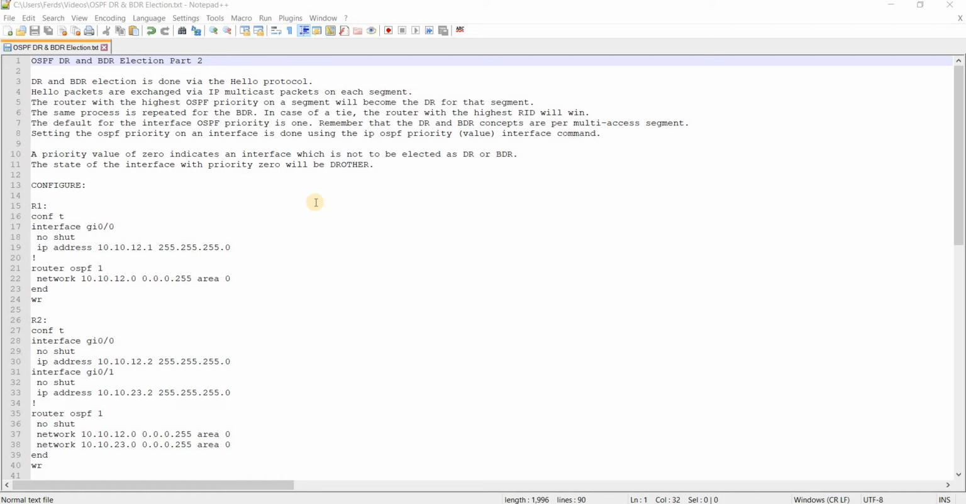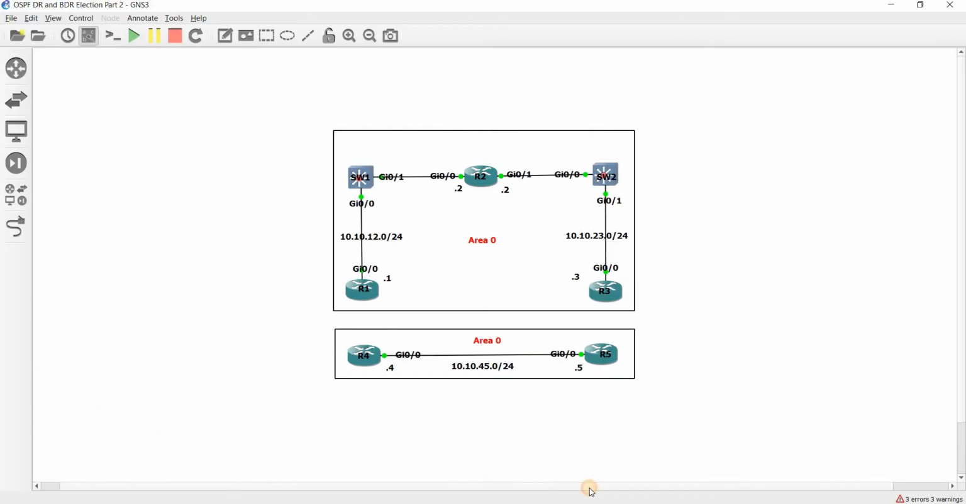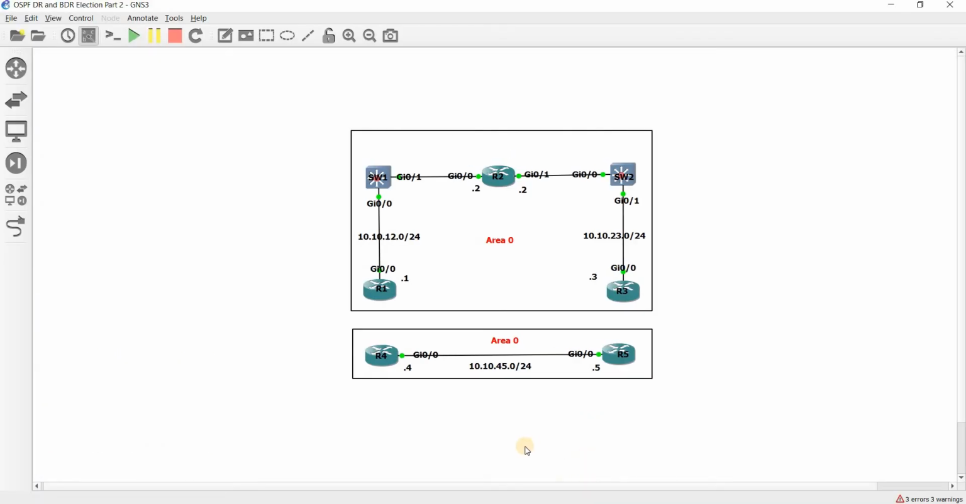So this is going to be part 2, because I already made a video about DR and BDR election, and in that video I think I only had just one segment. In this video, I have two segments. This one is segment R1 and R2. This network here is a segment, and R2 and R3 is a segment as well.